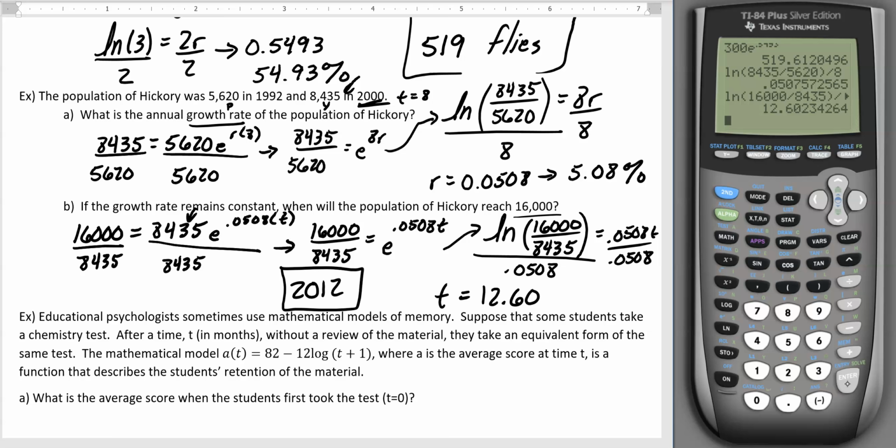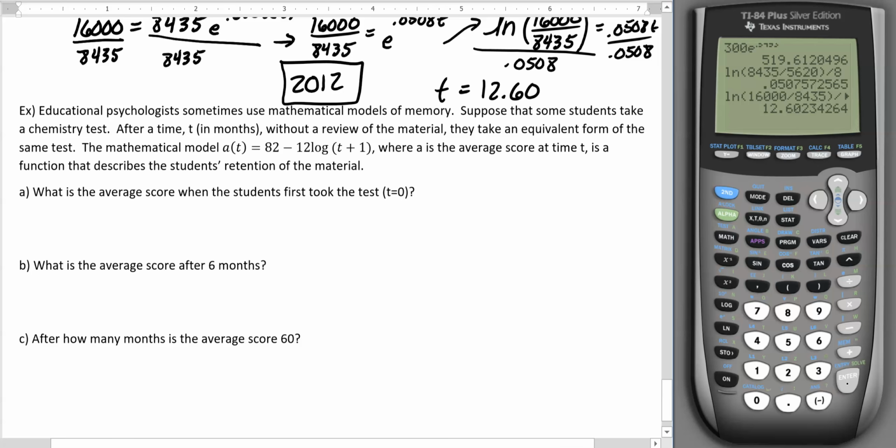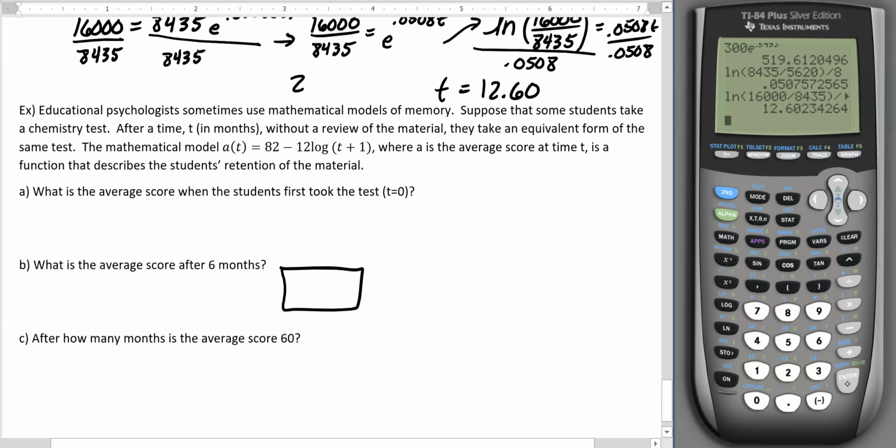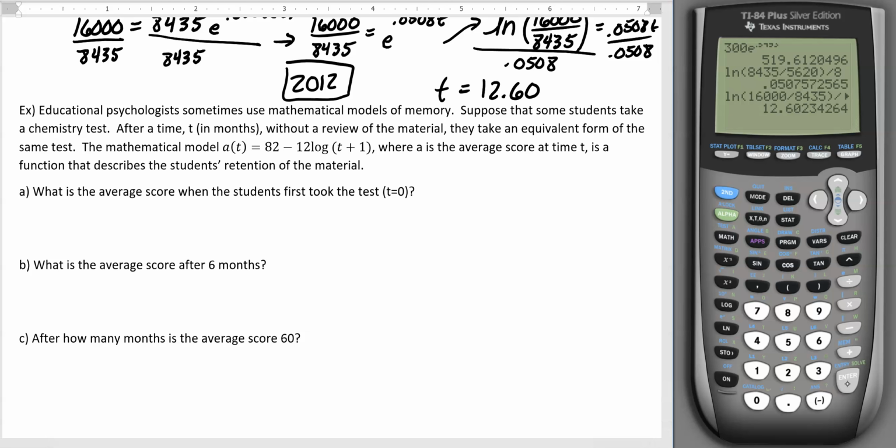All right. Now, the last type of problem you might see is one where they give you the equation. So for this last problem, they give us the equation. And then it's our job just to plug in values, see what happens here. So educational psychologists sometimes use mathematical models of memory. Suppose some students take a chem test after a time t in months. Without a review, they take an equivalent form of the same test. In the mathematical model here, A is the average score at time t as a function. Oh, cool. So it's what they retain.